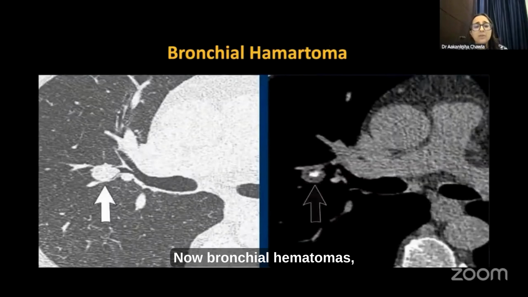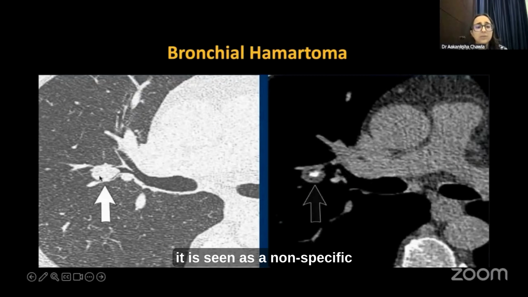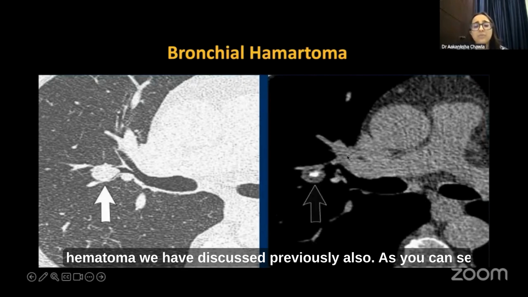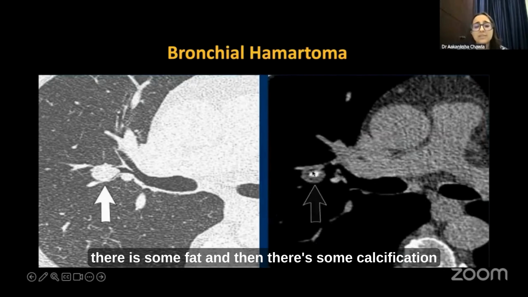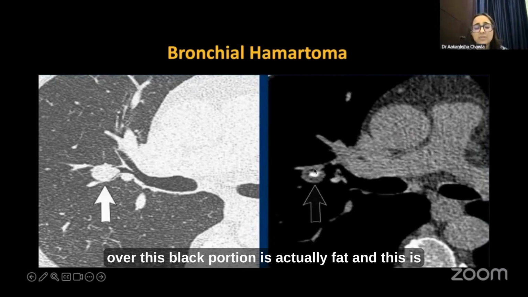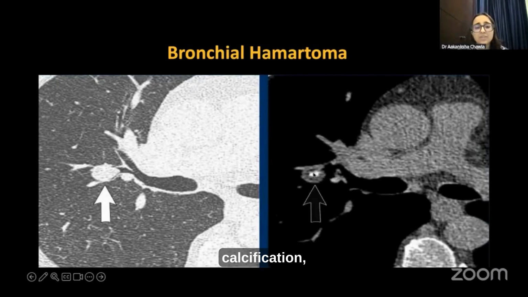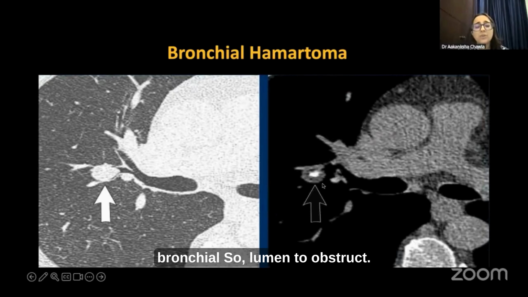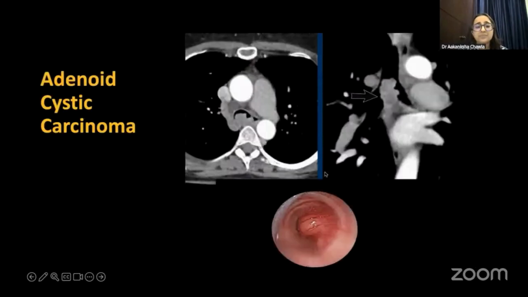Now, bronchial hamartomas, on a lung window, are seen as a non-specific mass lesion, but then something specific about hamartoma we have discussed previously also. As you can see, there is some fat and then there's some calcification. This black portion is actually fat and this is calcification, very specific for hamartomas, right? It is characteristic of hamartomas and it is causing the bronchial lumen to obstruct.